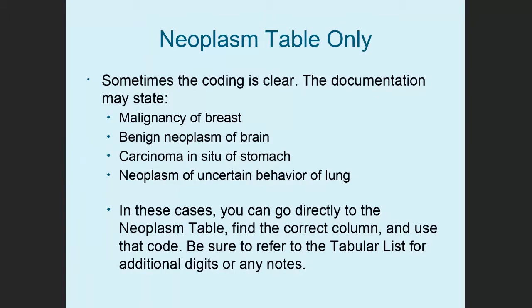So let's start out with neoplasm only. These are the relatively easy ones. You just need to refer to the neoplasm table, find the right column, find the code, you're done. Look to the tabular list, of course, to make sure, but that's all you need to do. The documentation may simply state malignancy of the breast, benign neoplasm of the brain, carcinoma in situ of the stomach, neoplasm uncertain behavior of the lung. In these cases, you go directly to the neoplasm table, find the column, use that code.